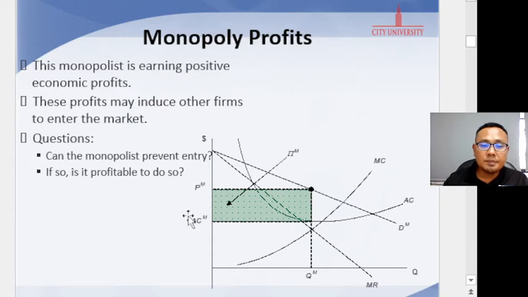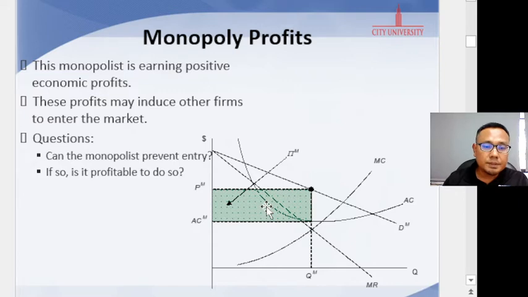So you can see from this slide, this is the price for monopoly and the quantity of monopoly, and the average cost of monopoly. I mean all of this shaded area is enjoyed by yourself, by the company that's the monopoly of that market. So this profit may induce other firms to enter the market, okay? Because it's very attractive, they can see the shaded area is quite a huge profit.